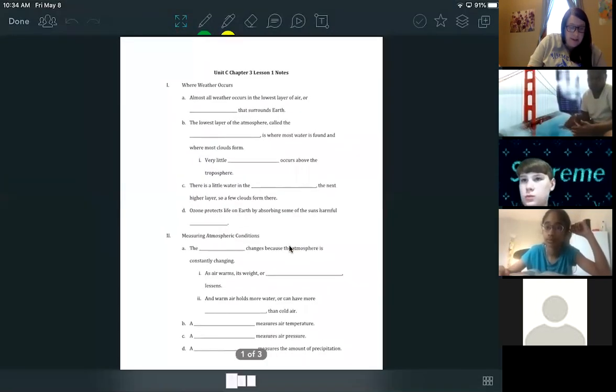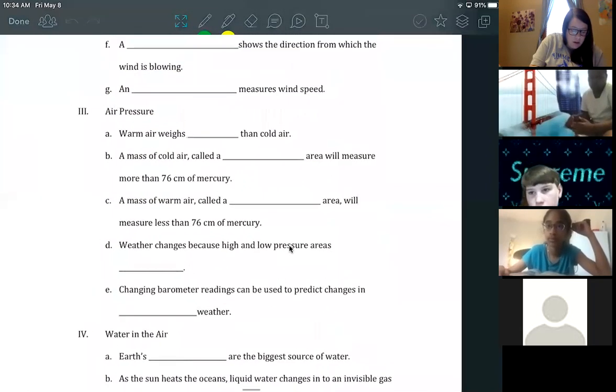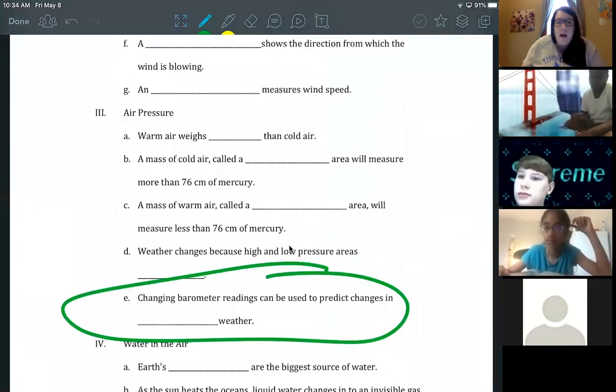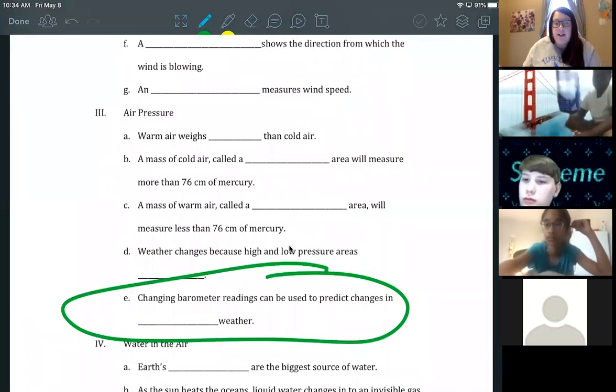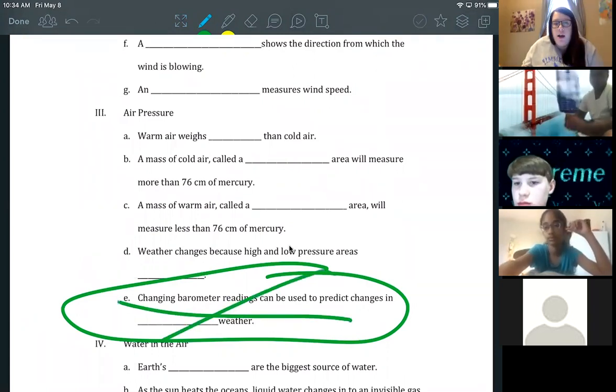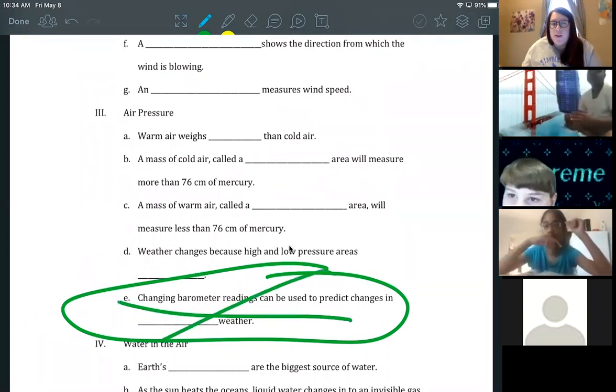If you go to the second page, right here, I should not have put weather. It's supposed to be changing barometer readings can be used to predict changes in weather, but I wrote the word weather instead. So you can just skip that one on Roman numeral 3E.